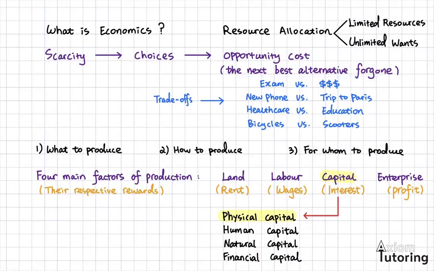For example, if a student chooses to spend the evening revising for a chemistry exam instead of working a part-time shift, her opportunity cost would be the wages, salaries that she could have earned that night. If a consumer, for example, spends £1,000 on purchasing a new phone instead of using that money for a weekend trip to Paris, her opportunity cost could be the enjoyment, experience, and the leisure from that trip.